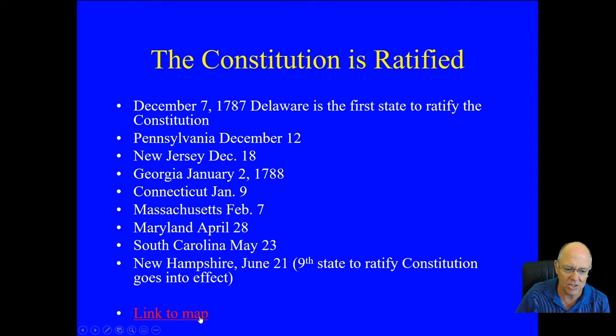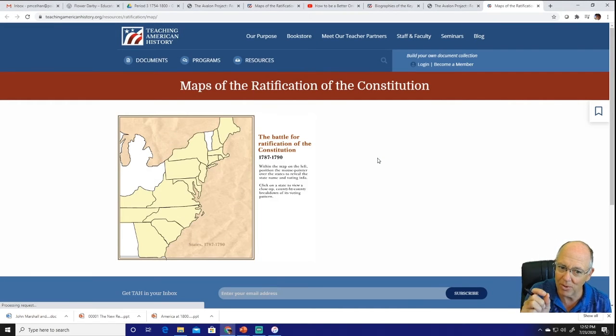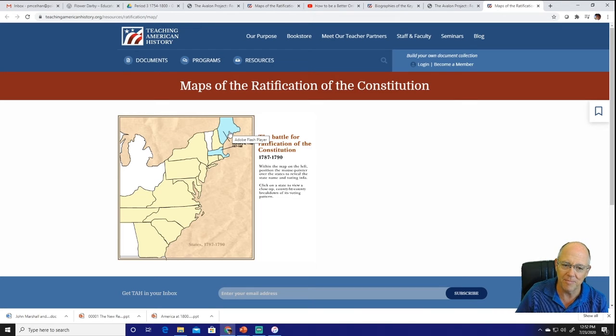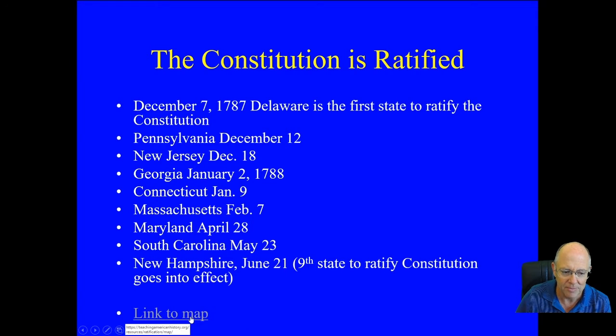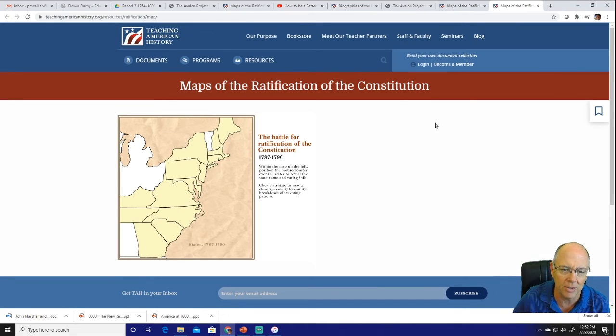The Constitution gets ratified, but look, it was a very close fight. If you look at this link here, it's a link to the map that shows you. Now check this out. This is totally interesting. Massachusetts controlled Maine at this time; it wasn't separate. Look how close it is, 187 to 168 in favor. So they approve it, but it's very close. What is it, like 10 votes?